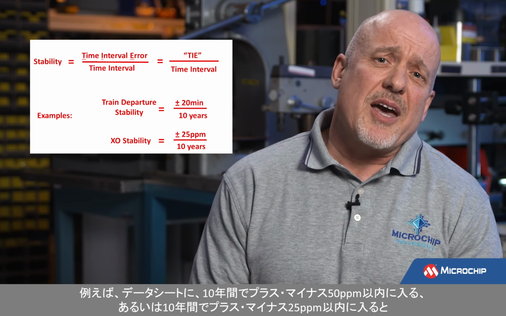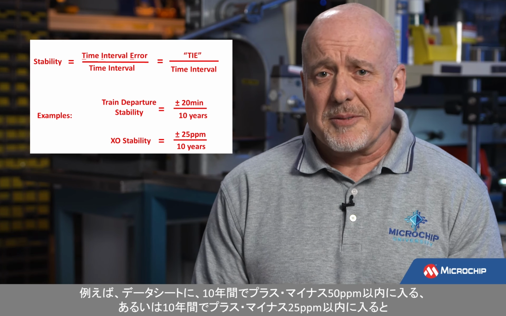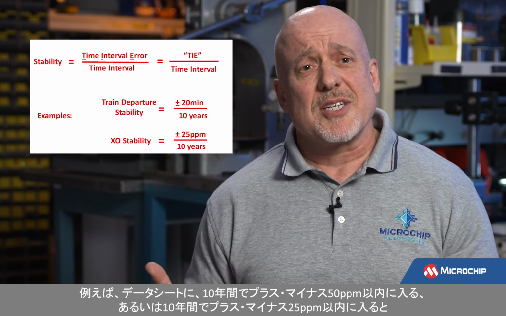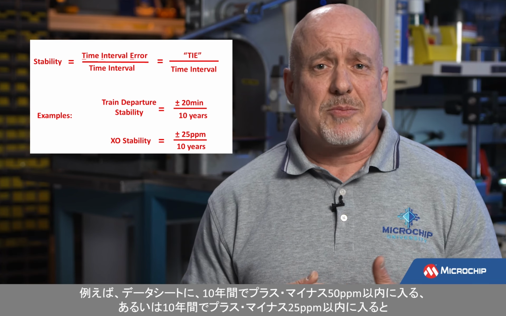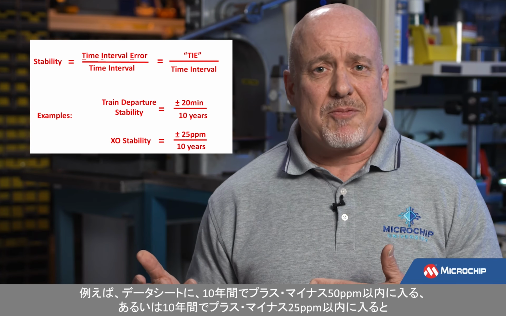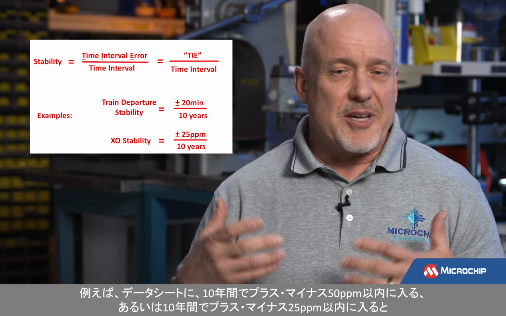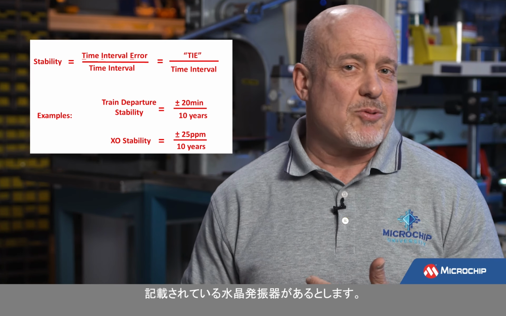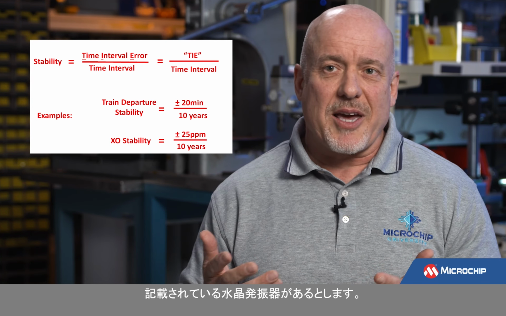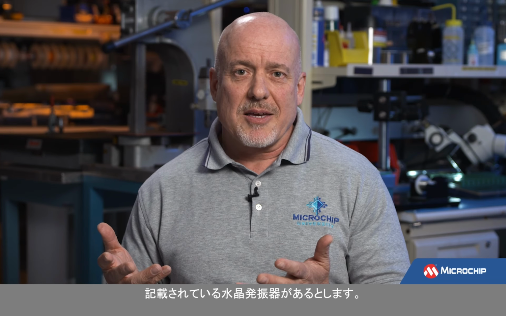Now, clock sources are described the same way with their stability parameter in their data sheets. So for example, you may have a crystal oscillator that says in its data sheet that it will remain within plus or minus 50 ppm, 50 parts per million over a 10-year period, or perhaps plus or minus 25 parts per million over a 10-year period. That is what we see on the data sheet expressing that oscillator stability.